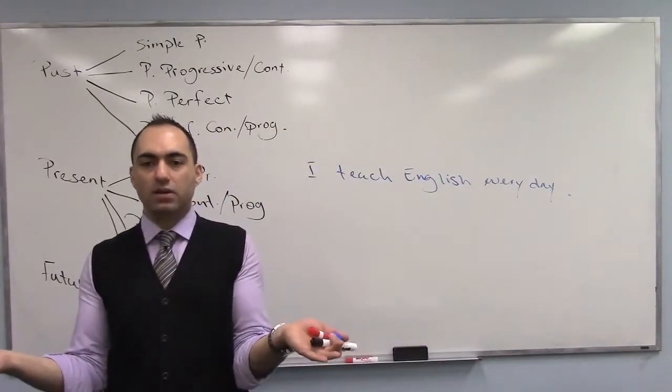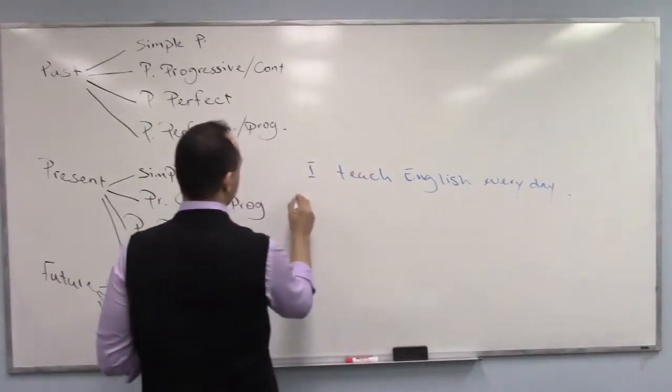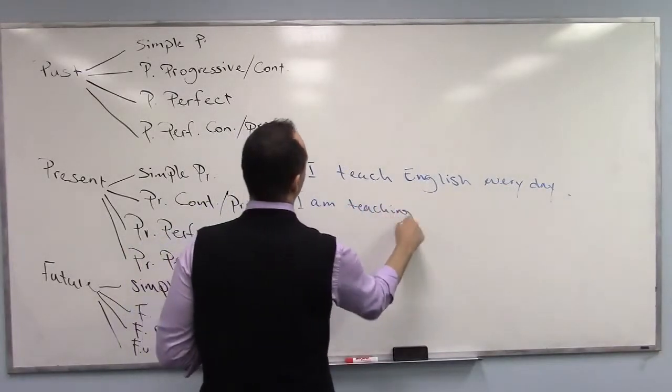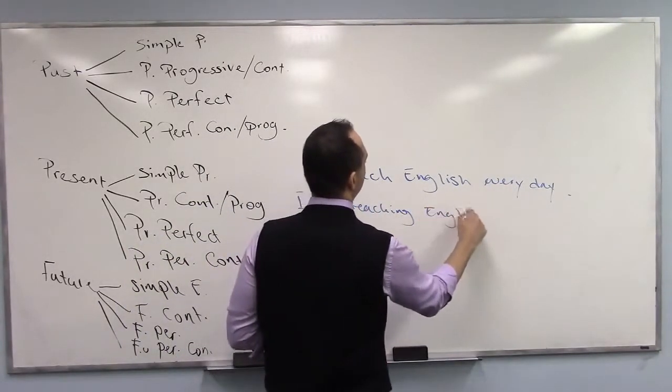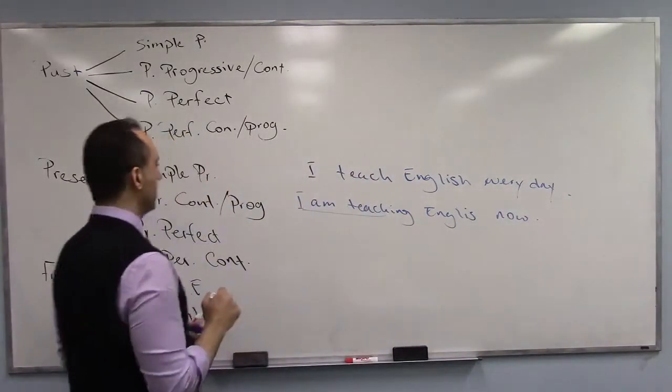Now, how about right now? Present continuous. I am teaching. So I'm teaching English now, right? I am teaching English now.